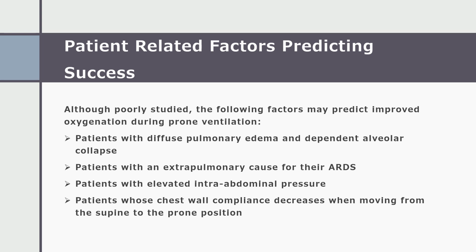Although poorly studied, the following factors may predict improved oxygenation during prone ventilation. So, if a patient has any one of these factors, it is likely that the patient will respond favorably to prone ventilation. These factors include patients with diffuse pulmonary edema and dependent alveolar collapse, patients with an extrapulmonary cause for their ARDS, patients with elevated intra-abdominal pressure, and patients whose chest wall compliance decreases when moving from the supine to the prone position.